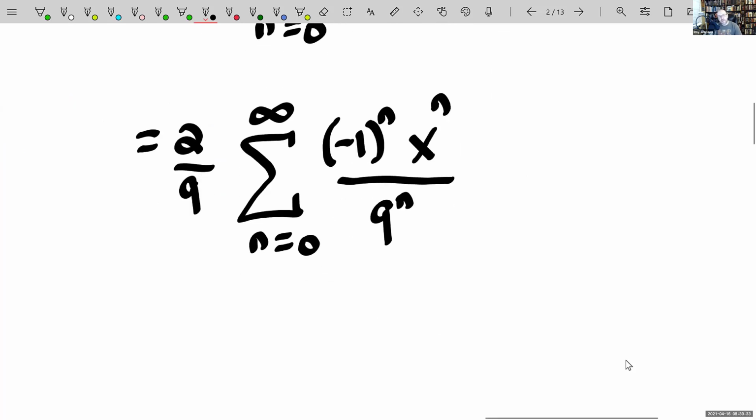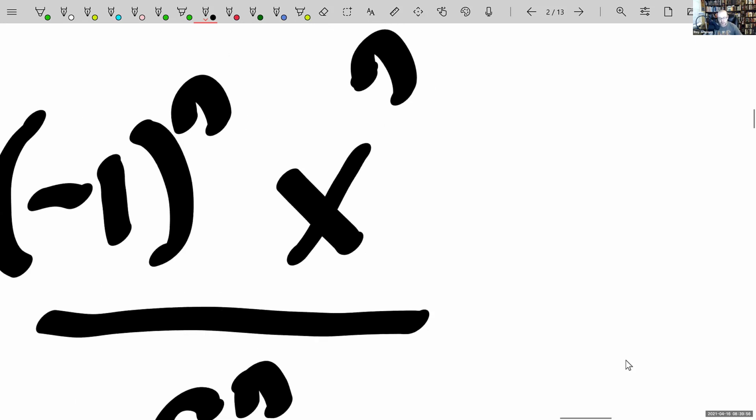But a quick quiz for you to think about right now. What is the center of this power series? I'll give you a hint. The factor that has x in it, what turns that into 0?